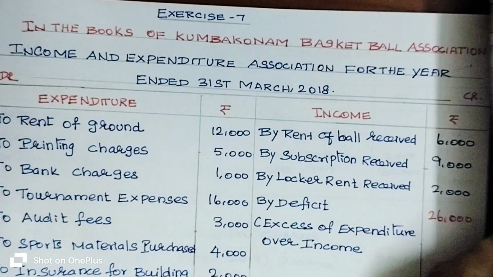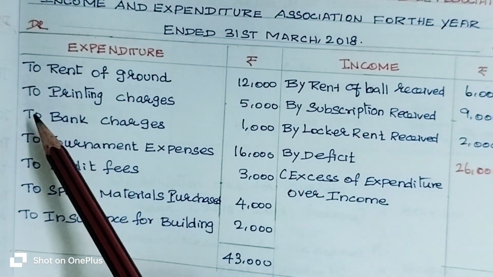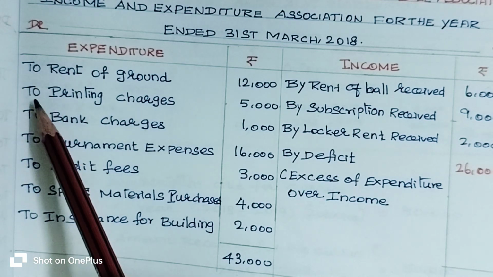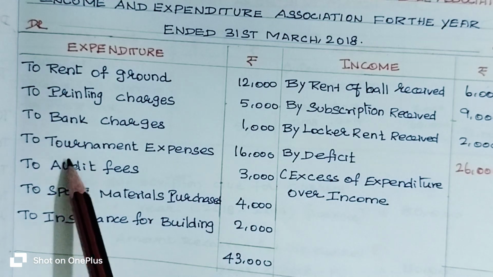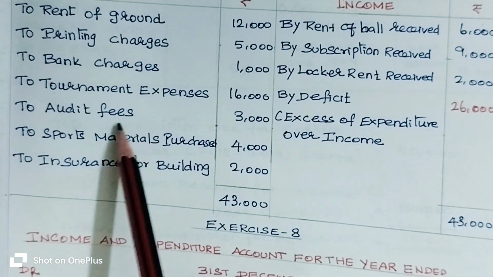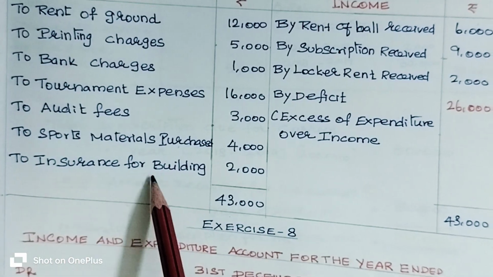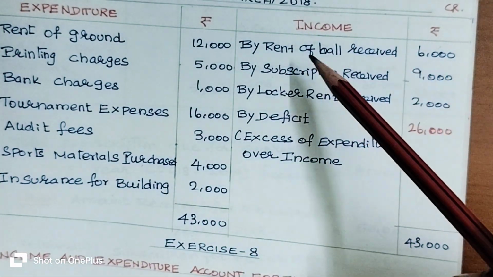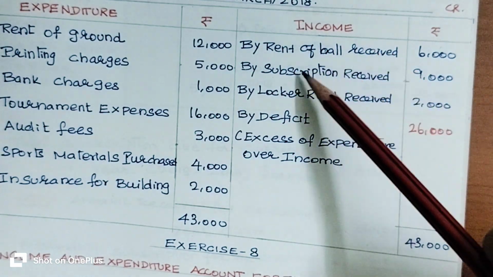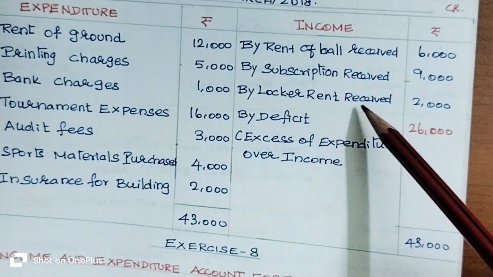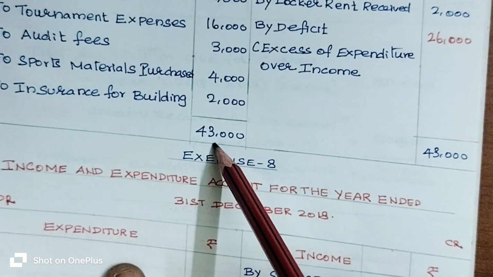Okay, as per the format we have to enter it on the expenditure side first. We always start with the word "To" on the debit side. To rent of ground, to printing charges, to bank charges, to tournament expenses, to audit fees, to sports material purchases, to insurance for building. And on the income side we have to write by rent of hall received, by subscription received, by locker rent received. Then we will get the total on debit side 43,000.